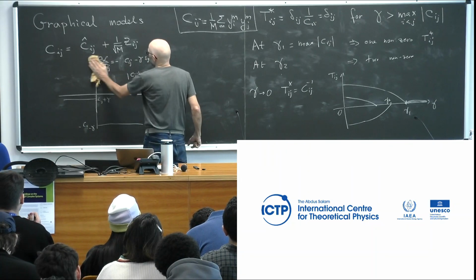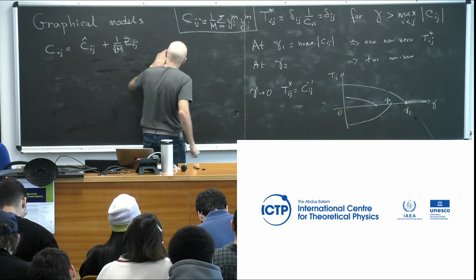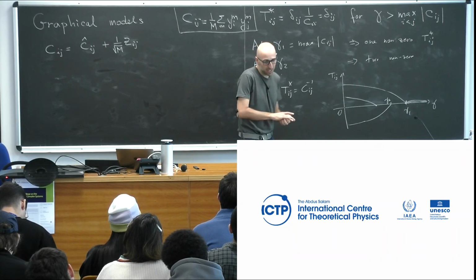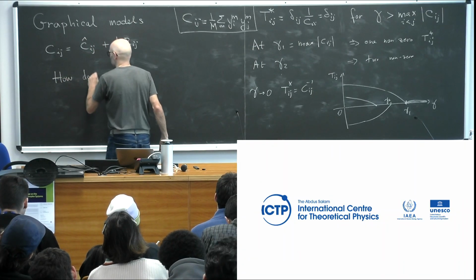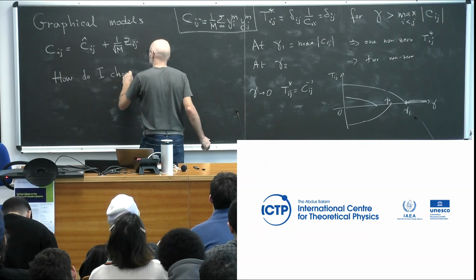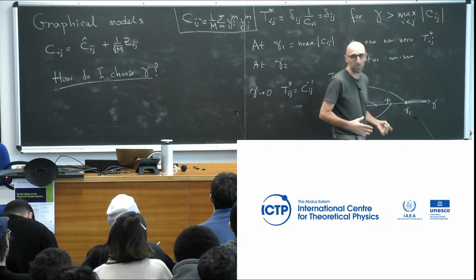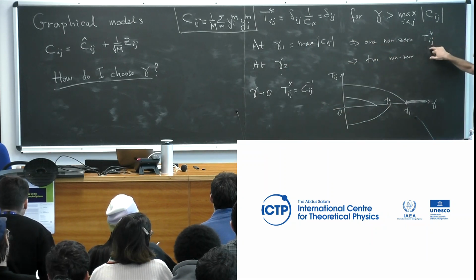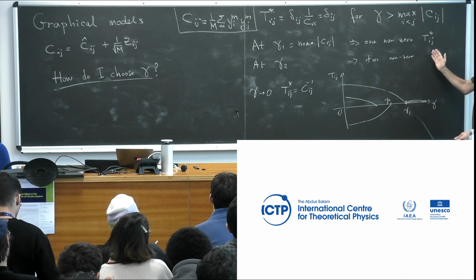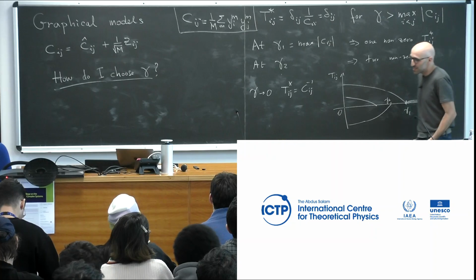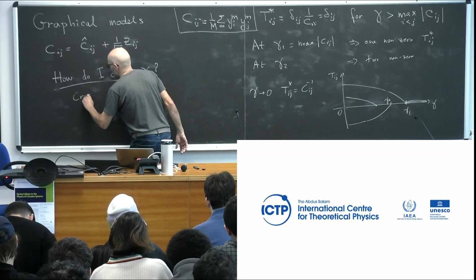It's not totally clear where to stop, but what people usually do to choose the right value of gamma is this. So the question now is, if I add an L1 regularization to my inference problem, I can make my estimator sparse, so I can get a graph of interactions. But how do I fix gamma? How do I fix the sparsity? Well, what people do usually is what is called cross-validation. So that's a possibility.